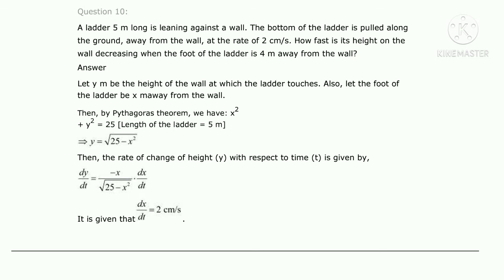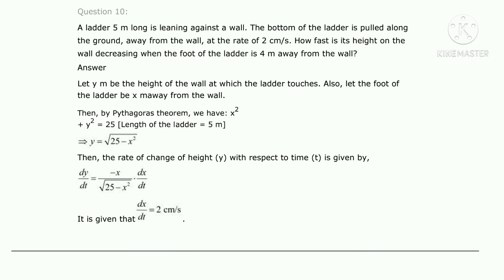So that means if we imagine a wall and a ladder leaning against the wall, here we have a right angle triangle, so the hypotenuse we can consider as the ladder. Is it clear? And now, if we consider the height of the wall as y and the distance from the foot of the ladder to the wall as x, this one we consider as a right angle triangle.